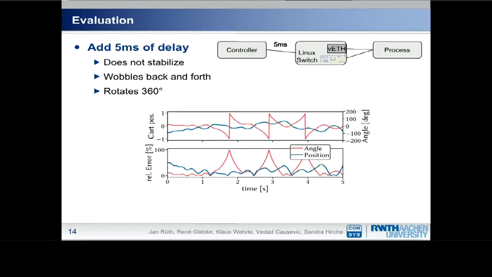It starts to rotate freely because the measurements from the sensors come in too late, and as well the actuation commands come in too late. So basically, it's getting more energy, and it starts to rotate, which isn't good. If that were deployed in a factory, you wouldn't want that.